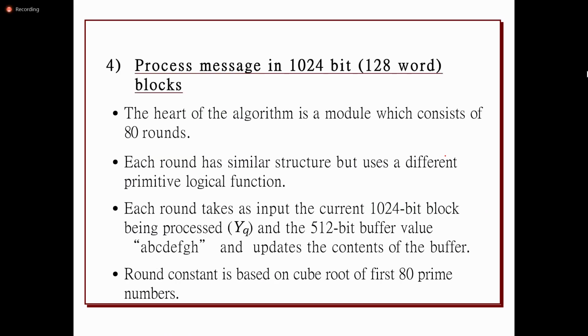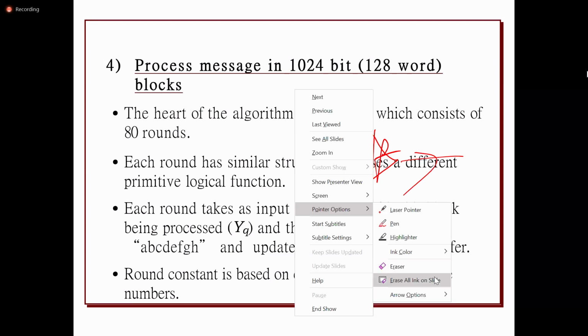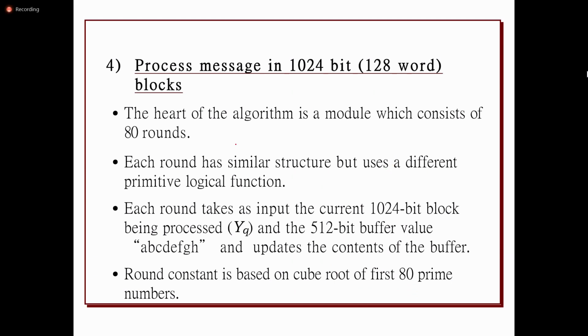Now, after taking the initial value or the buffer, it will be given to the compression function, isn't it? It will be given to the compression function in order to produce the output. So what the compression function is going to do is, totally this compression function will take 80 rounds or 80 steps.